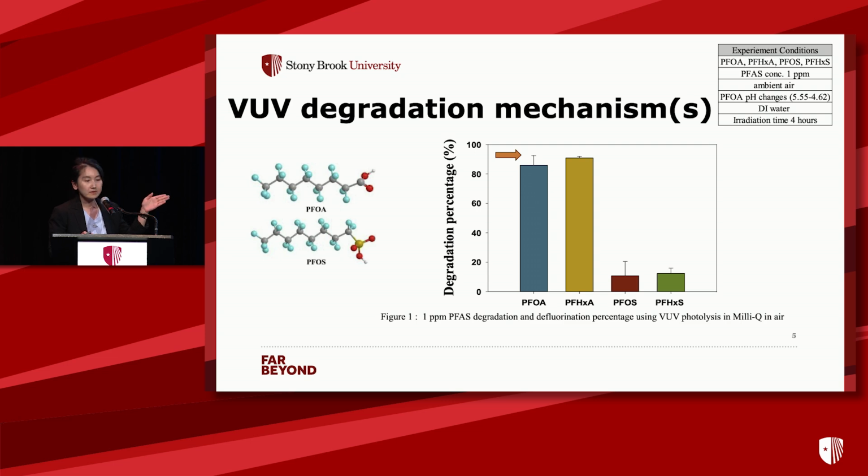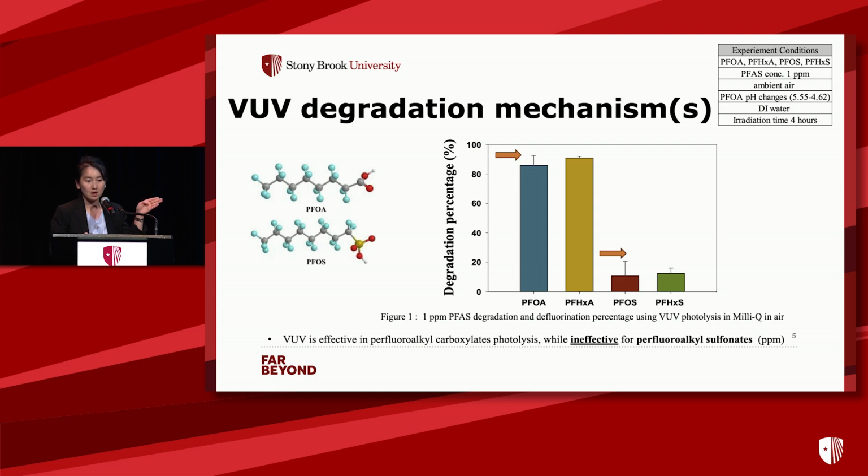From our preliminary results, we observe that PFOA has high degradation within 4 hours of vacuum UV irradiation. In comparison, the sulfonic compounds PFOS and PFHxS have much less degradation under 4 hours of irradiation. So we conclude that vacuum UV is highly effective for carboxylic compound degradation. However, it is ineffective for sulfonic compound degradation.